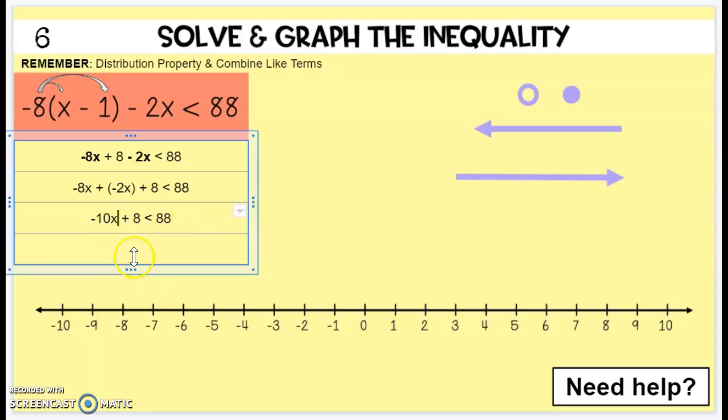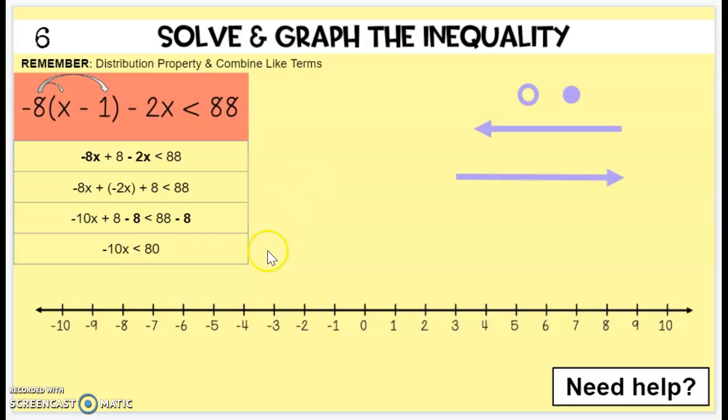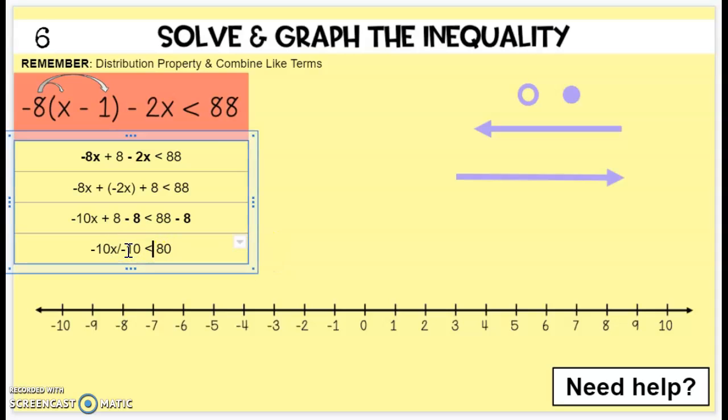And then after you do that, oh, maybe I should do this one with you. Okay, hold on, because you're going to have to flip this one, and maybe you guys might have forgotten about that. All right, so we're subtracting 8 from both sides to get rid of the 8 on this side. I'm going to bold that so you can see. That's going to equal -10x less than 80. Now, what I need to do is divide both sides by -10.